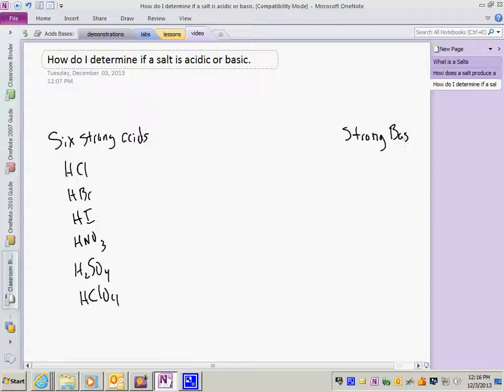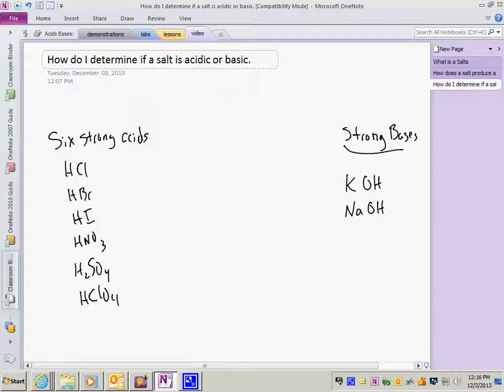Now, strong bases. To get a strong base is mostly a very soluble hydroxide of a very strong hydroxide ionic compound. So, for example, potassium and sodium are extremely soluble. So we have potassium hydroxide and sodium hydroxide. They are very soluble, therefore they're considered strong bases.